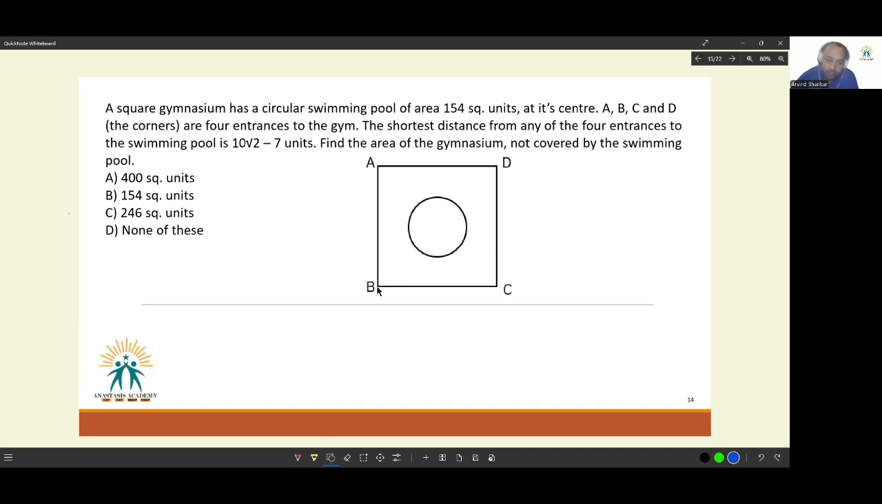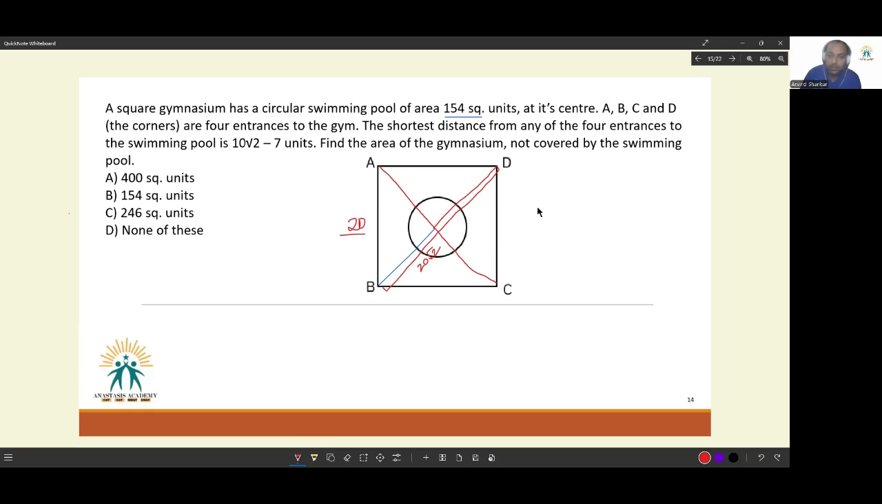What is being talked of here is that the length from here to here is 10 root 2 minus 7. Given that the area is 154 square units, can I also say the radius of the circle is 7? Or this line here is 10 root 2. Now, diagonals of a square are perpendicularly bisected by each other. So if this is 10 root 2, this is also 10 root 2, or the diagonal of the square is 20 root 2. Or the side of the square is 20.